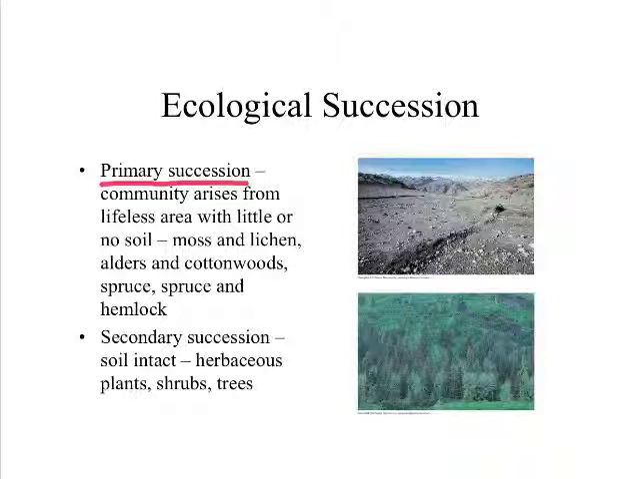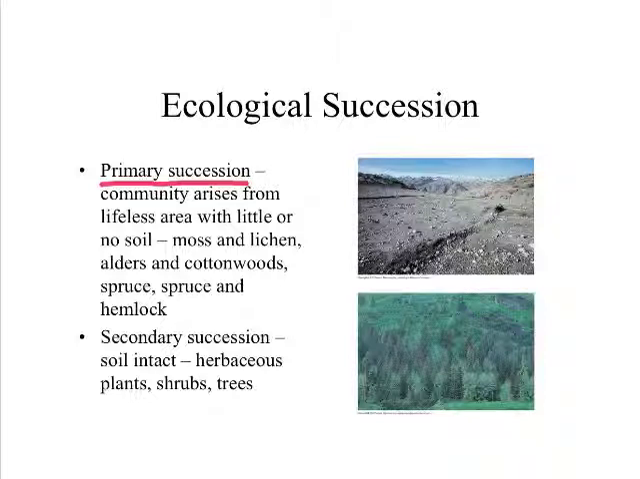Once that nutrient-rich soil is established, we can get slightly bigger plants coming in, which might attract some small animals. And again, as we get more and more soil, we get bigger and bigger species, and more animal species moving in, and bigger plant species as well. So that's primary succession, which is starting from scratch.